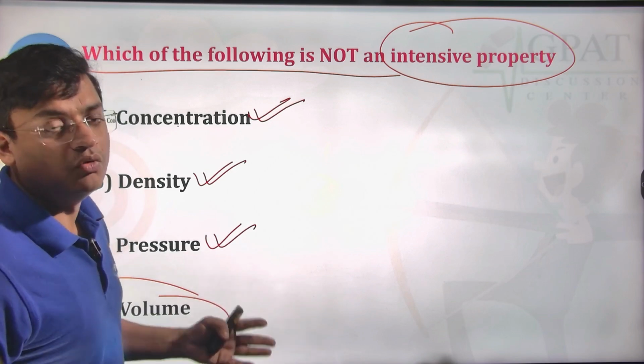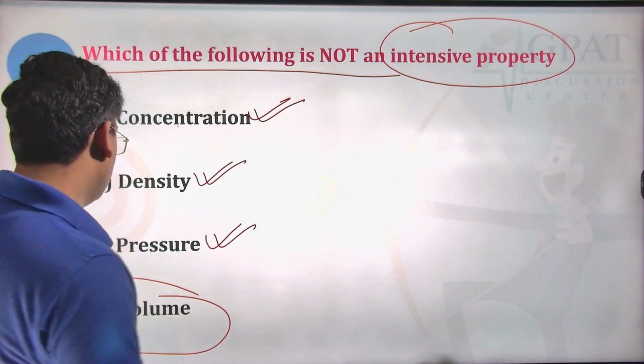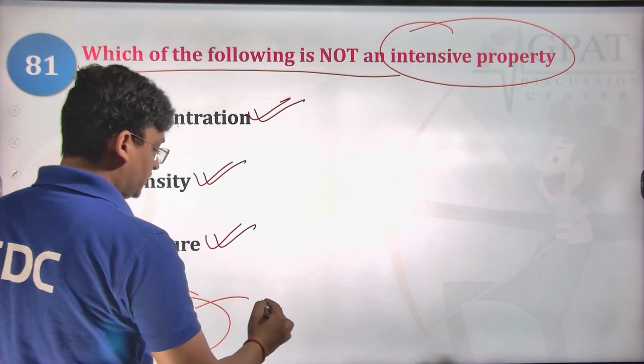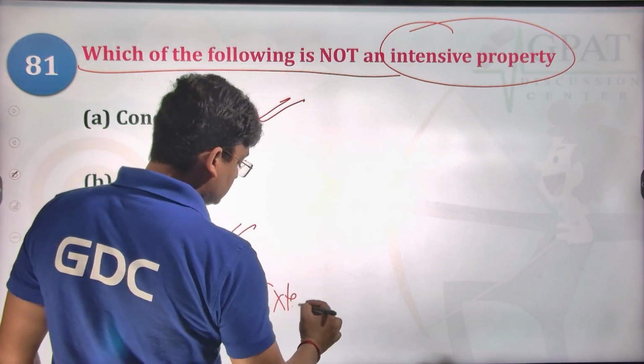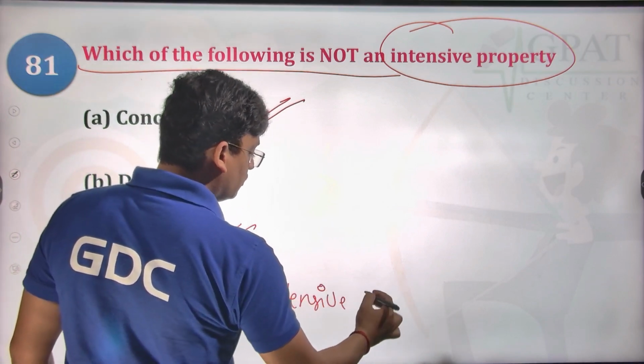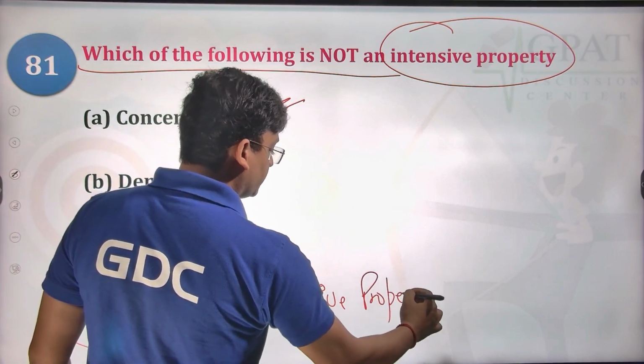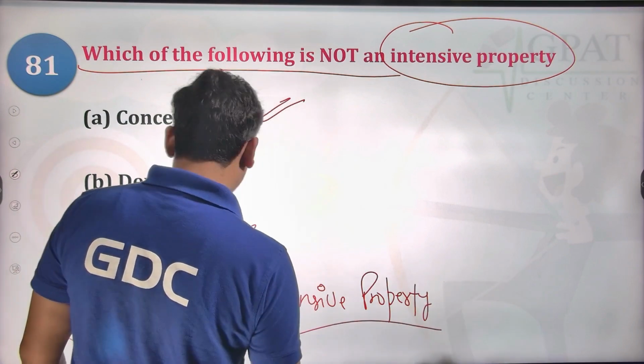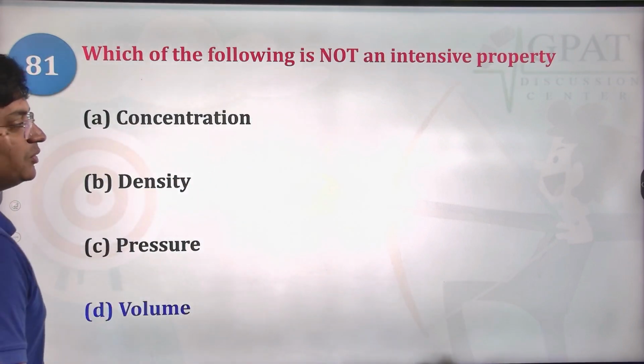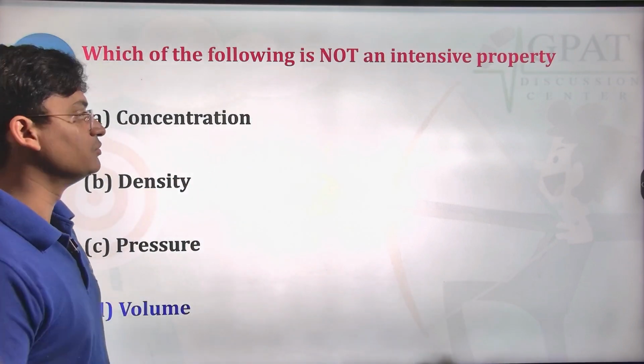More quantity, more volume. Low quantity, lower volume. So this is an extensive property. Volume is an extensive property. So D is not an intensive property. Volume is not an intensive property.